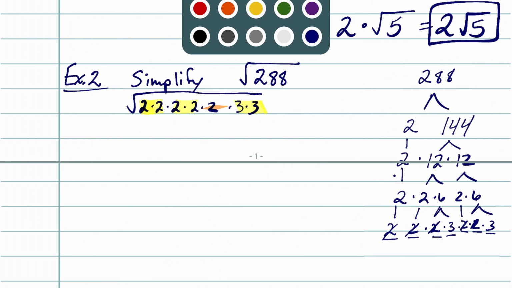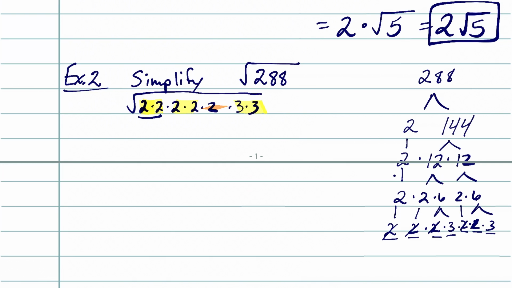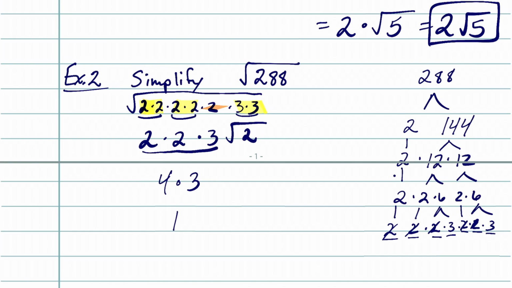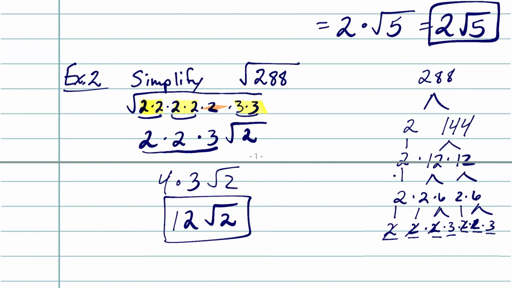That's okay. So these 2s become just 2 outside of the radical. These 2s become another 2 outside of the radical. And these 3s become just a 3 outside of the radical. The only thing left underneath the radical is this 2. Well, I can multiply all of these together now. 2 times 2 is 4. 4 times 3 is 12, leaving square root of 2 under that radical. So the square root of 288 becomes 12 square root of 2.